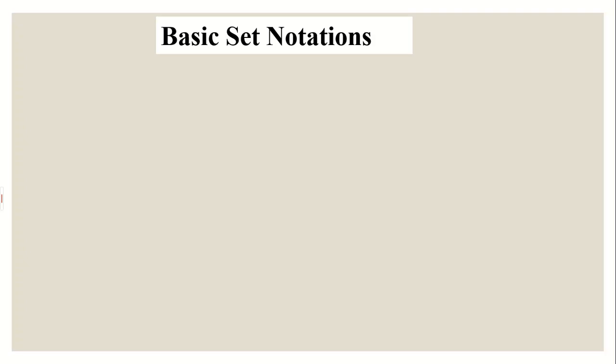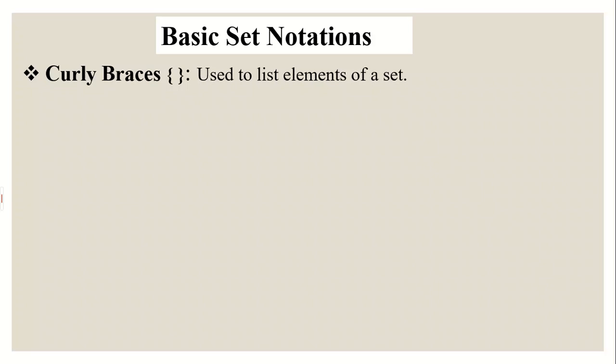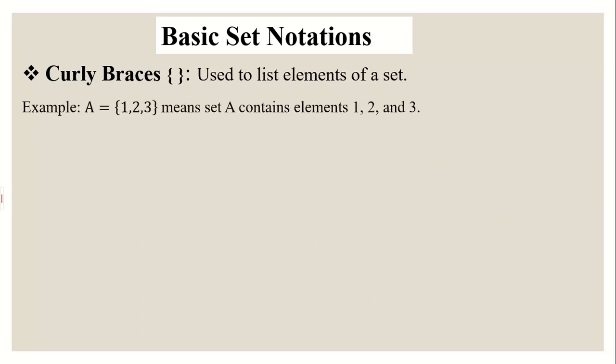We're going to look at the basic set notations. The first is the curly bracket, or curly braces, which I just finished talking about. It is used to list the elements, or members, of a given set. For example, we can say A is a set and it contains elements enclosed in curly braces, which include 1, 2, 3.